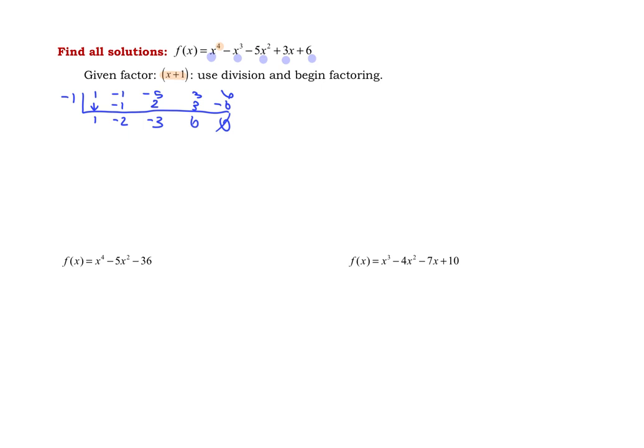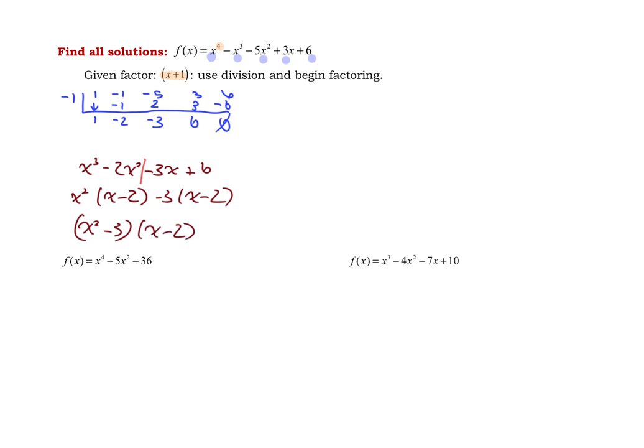Now, I've factored forever, so I can see this thing factors. So I'm going to write x to the third minus 2x squared minus 3x plus 6. I'm going to factor this one by grouping. These first two have an x squared in common, leaves me x minus 2, minus 3, x minus 2. So x squared minus 3, x minus 2.